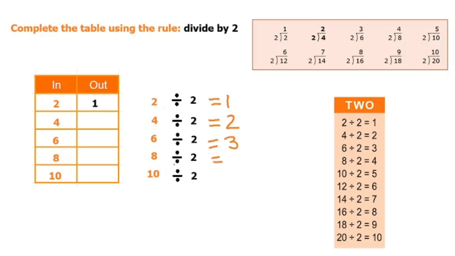Then 8 divided by 2. 2 fits into 8 4 times. And we could see that here too. And then finally, 10 divided by 2. 2 fits into 10 5 times. So that's the answer. 2 fits into 10 5 times on the other table.